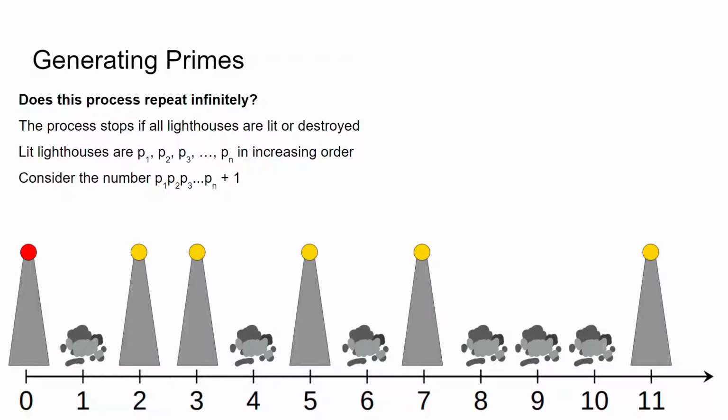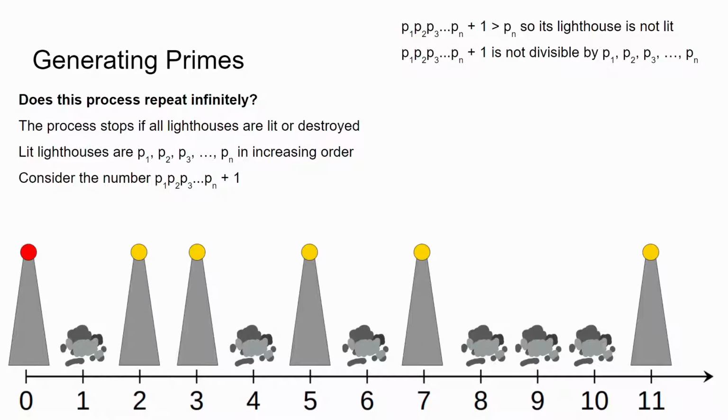Now consider the number P1 times P2 times P3 all the way to Pn plus 1. This product plus 1 is greater than Pn because it is the product of Pn and other numbers plus 1. Since it's greater than the greatest element of the list, this lighthouse is not lit. We also know that the product plus 1 is not divisible by P1, P2, P3, all the way to Pn.